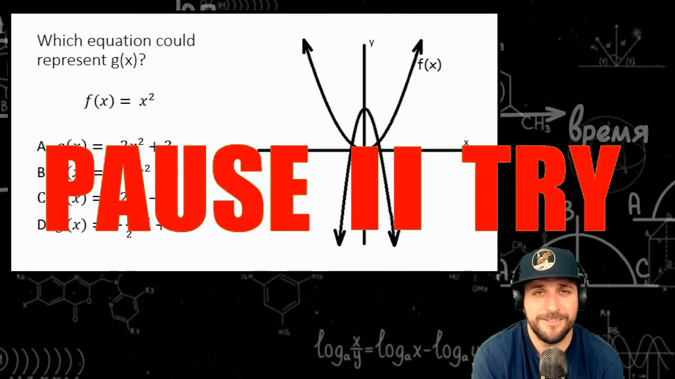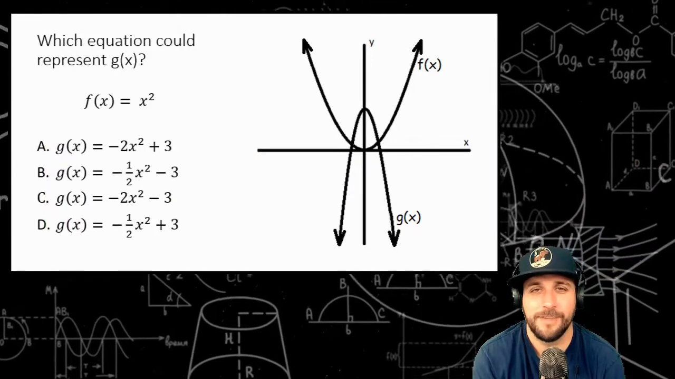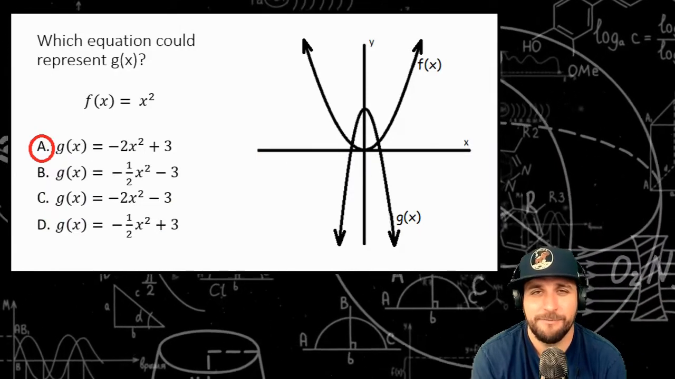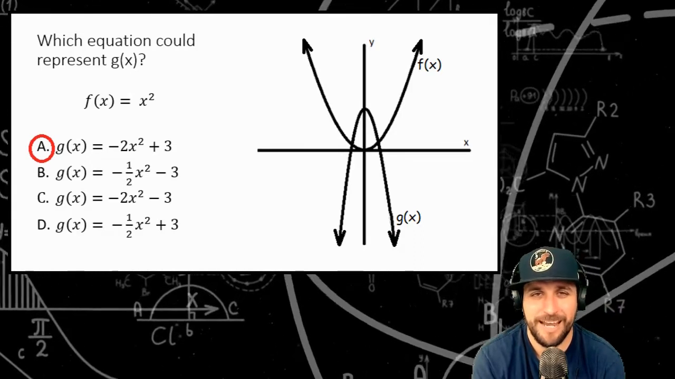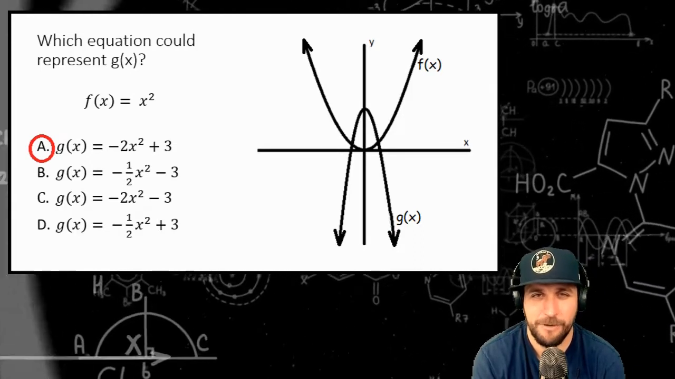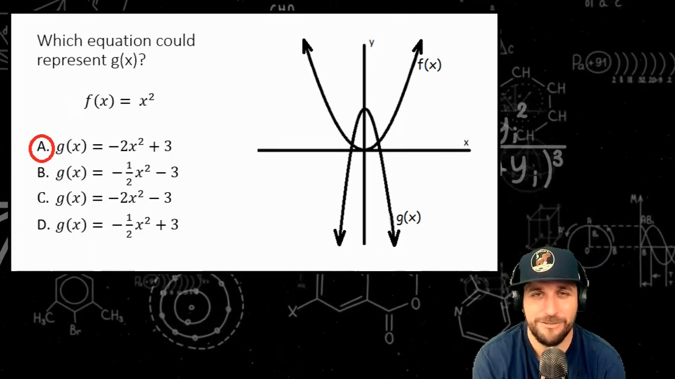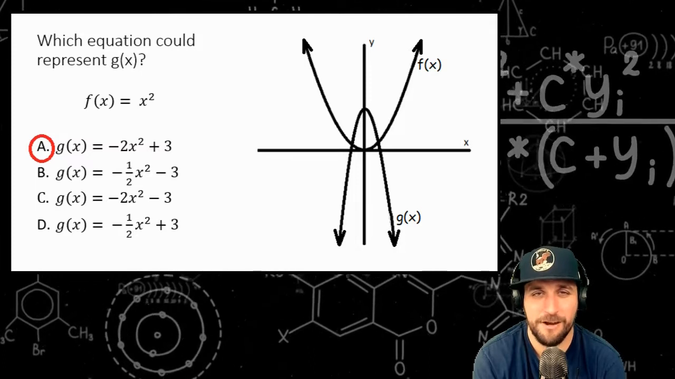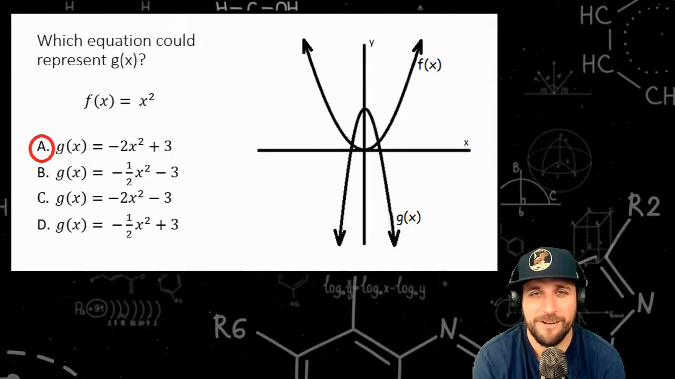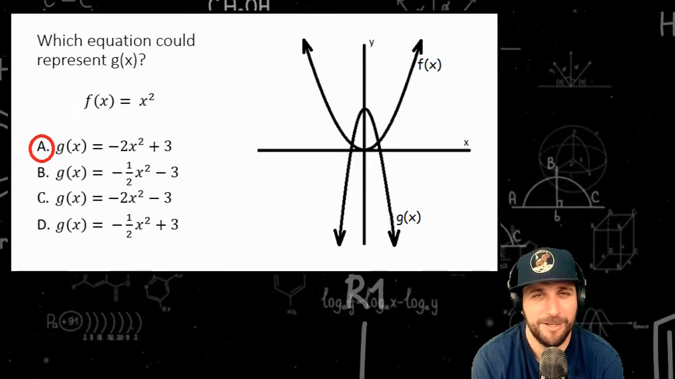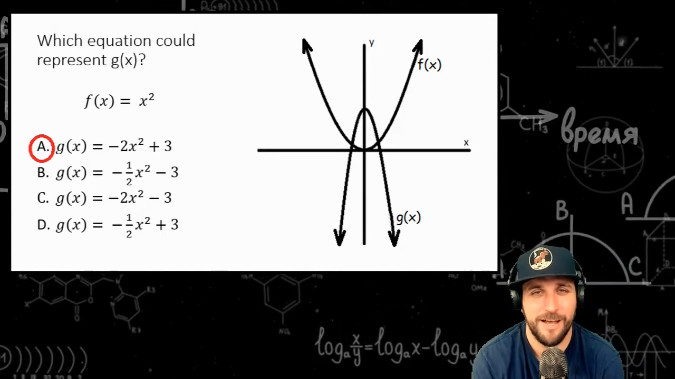Could you do this example? The answer is A. My parabola is narrower and facing down, so my choices are between A and C, because those both have a -2 as my A value. Negative, so it's facing down, and 2 is larger than 1, so it's narrower. But it's A because my y-intercept moved up, my parabola moved up 3 units, so that's why it's +3, because it shifted upwards.